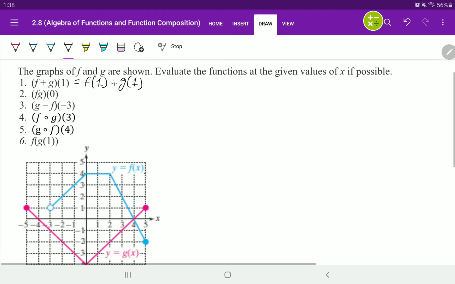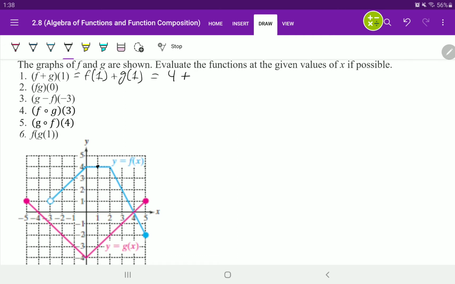So in this case, let's find f of 1. f of x is going to be the blue function. g of x is going to be the pinkish function. So f of 1, when x equals 1, the f function gives a value of 4. So it's going to be 4 plus, when g is 1, we have a value of negative 3. So 4 plus negative 3. A negative and a positive next to each other makes a negative. So 4 minus 3, and the answer is going to be 1.